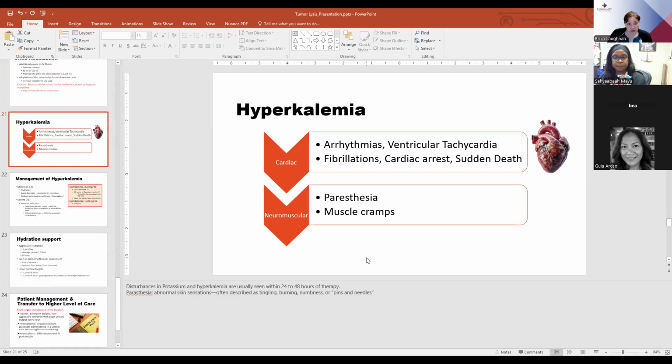Hyperkalemia. So this is really severe. Obviously, this can be really bad for your patient. High potassium levels are no joke. If you have arrhythmias, ventricular tachycardia, that can lead to fibrillations, cardiac arrest, and sudden death. So we really want to highlight that this is not a good thing. This is something that requires immediate treatment. We want to make sure we're getting our patients the care that they need.